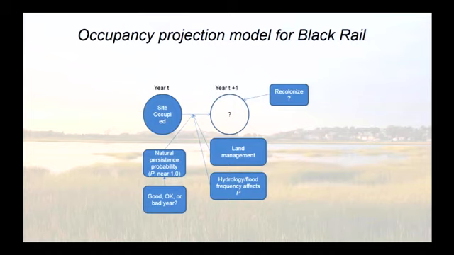So what we did was design a projection model that would try to project the occupancy of sites over time. And here's just a little schematic of how that works. If you have a site that's occupied in 1 year, is it occupied in the next year? That's a function of its natural persistence probability, which is actually a function of whether or not it's a good year, an okay year, or a bad year.